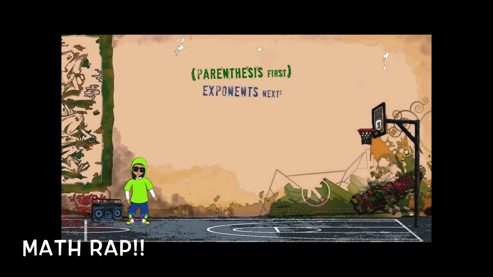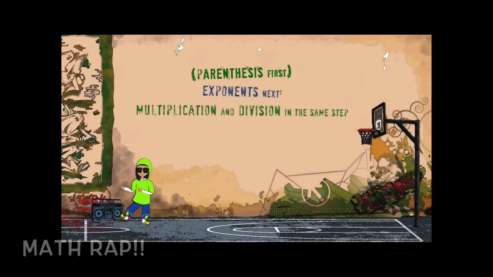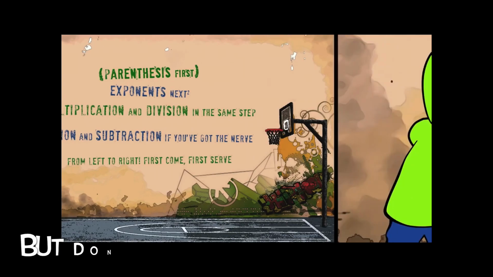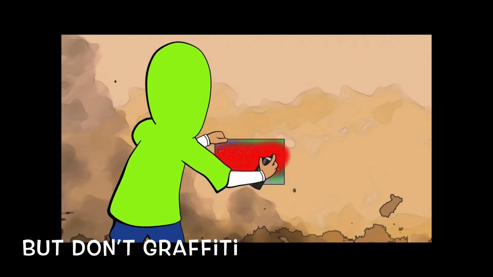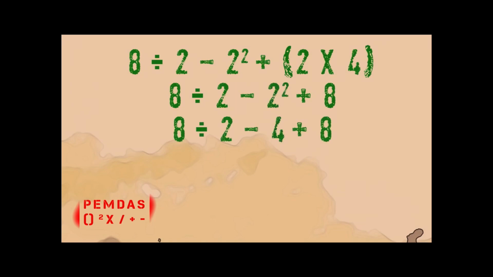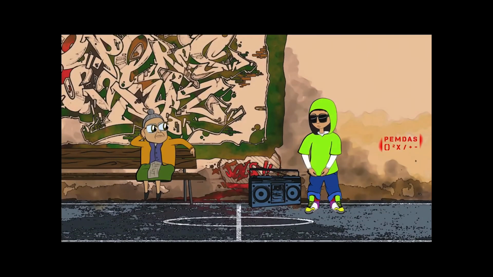Parentheses first, exponents next. Multiplication and division in the same step. Addition and subtraction, if you got the nerve. From left to right, first come, first serve. Parentheses first, 2 times 4, the product's 8. Are you ready for more? Exponents next, 2 squared is 4. Let's move down like we did before. Time to divide or multiply. Let's see what we got. Take a look at the signs. Divide the 8 by the 2. The quotient's 4 and we're almost through. It's finally time to add or subtract. 8's the answer and that's a fact. Turn that down!